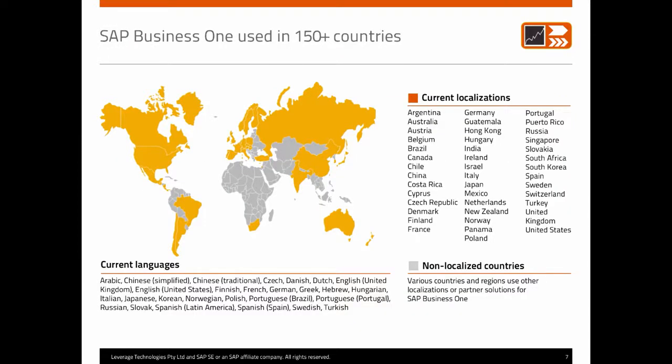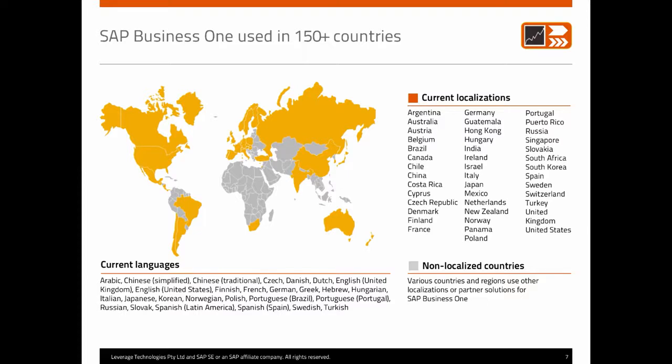What's driven that is the fact that there are all these localizations available. Now, I know you're probably focused specifically on Australia, but it's great to know that if you have operations in other countries, if you have subsidiaries, if you have affiliates operating in other countries, SAP Business One is available with localizations in these countries around the world. And we have a number of these languages where you can just go into SAP Business One, access the language, and bang, it's ready to go. All right, so important to understand that.